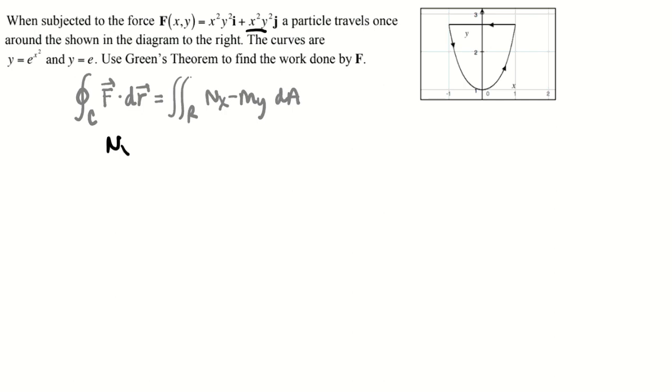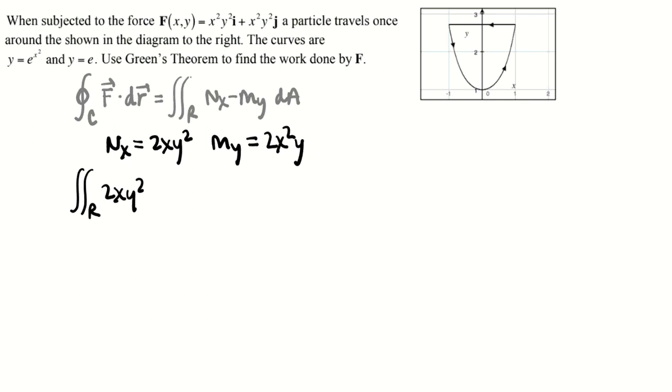N_x is equal to 2x y squared, and M_y equals 2x squared y. That's too bad, those aren't going to cancel off nicely or anything. And so we'll be double integrating over this region 2x y squared minus 2x squared y. Now I think, again, I'm going to go dy and then dx, because they gave me the equations of these curves in terms of y equals a function of x.